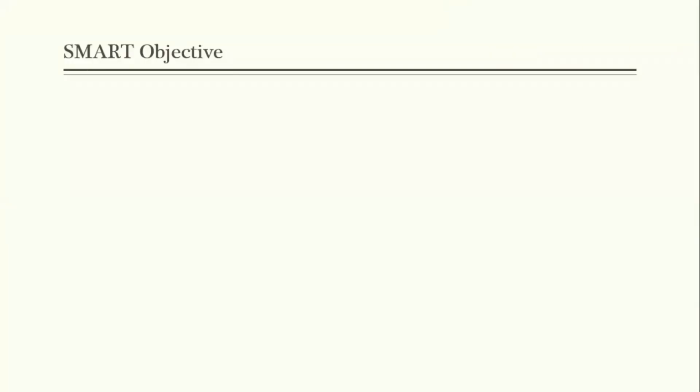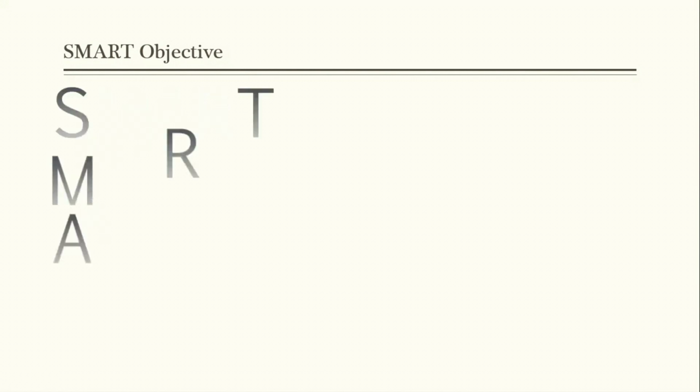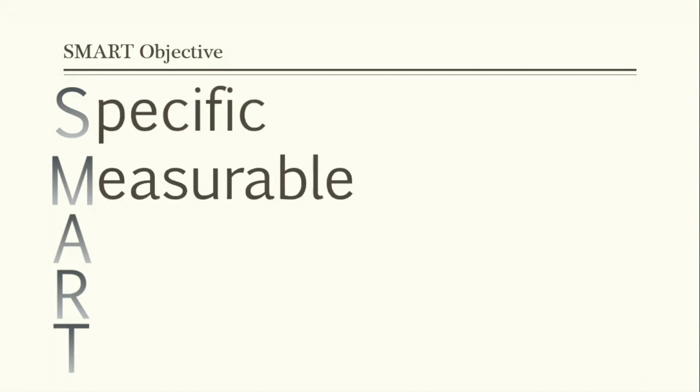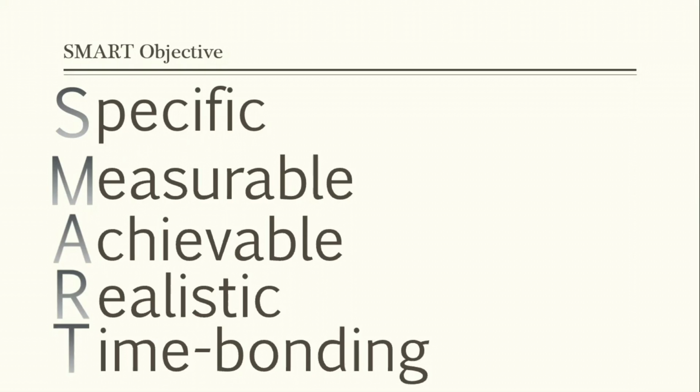SMART objectives. The word SMART is a measure or parameters that we'd like to meet in order to have SMART objectives. And it's an acronym. If you spell it out, it will be S, M, A, R, and T. Each letter stands for a word. S for specific, M for measurable, A for achievable, R for realistic, and T for time bounding.